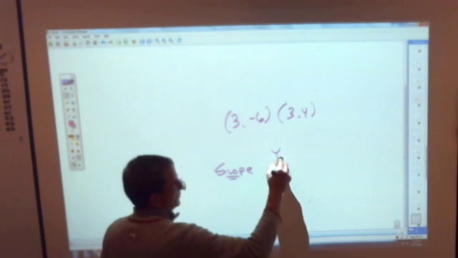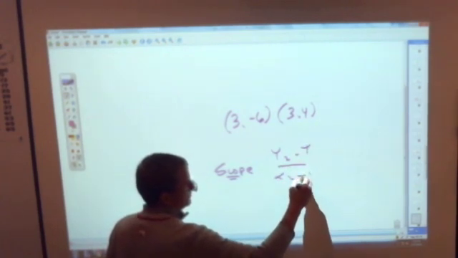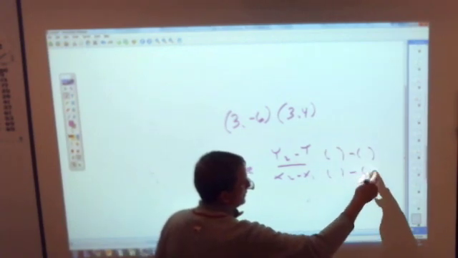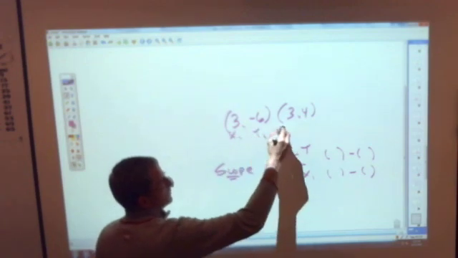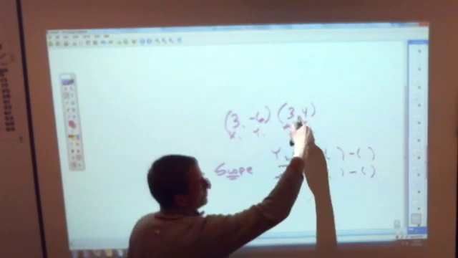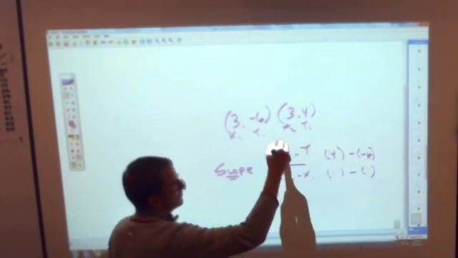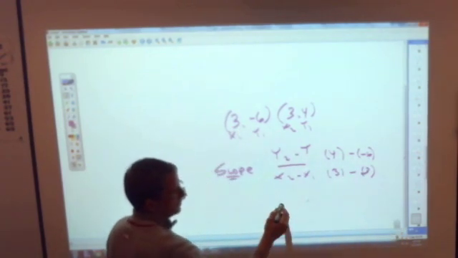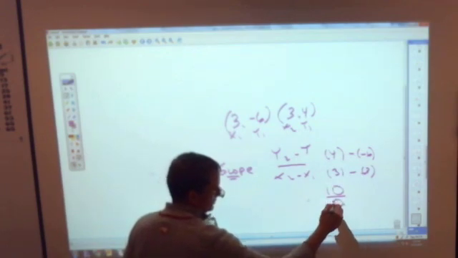Alright, so what was it? Y2, Y1, X2, X1. Quickly now. So X1, Y1, X2, Y2. It's 4 minus a negative 6 over 3 minus 3. So 4 minus a negative 6 is 10. 3 minus 3 is 0, children.